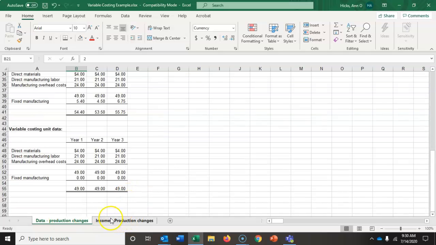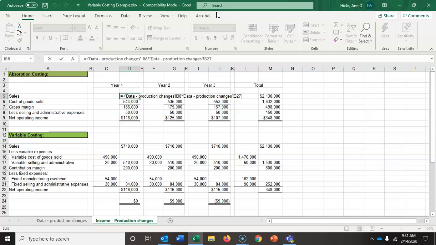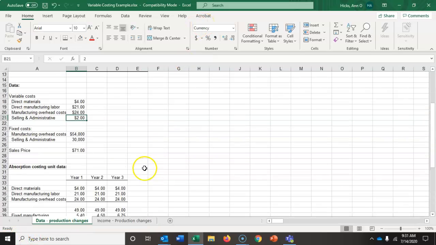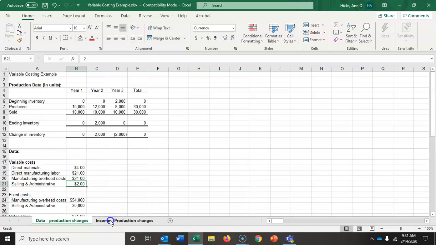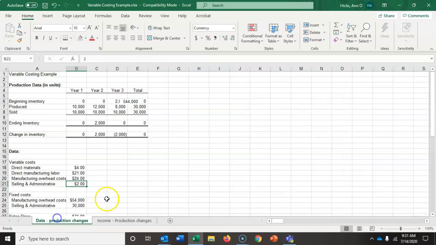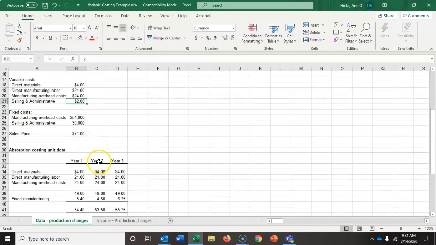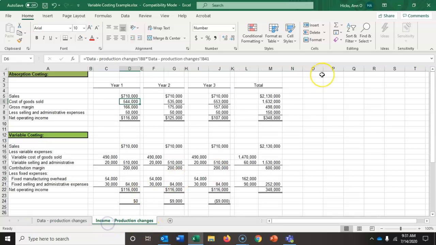Okay, let's go over to the second worksheet and look at the income statements. Let's first look at absorption costing. Year 1, we have sales of $710,000. All I did there was I pulled these data from the other worksheet. I took the $71 sales price times the 10,000 units that we sold. Okay. Cost of goods sold in year 1, I simply took the 10,000 units we sold times the $54.40 that we calculated for year 1.